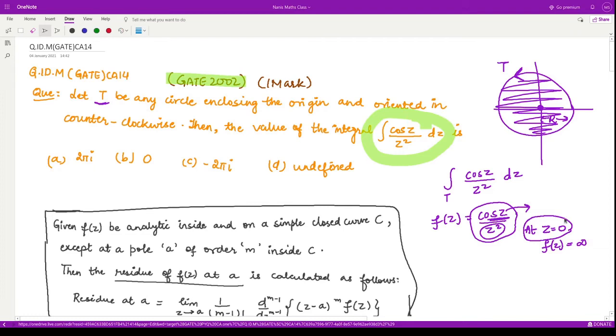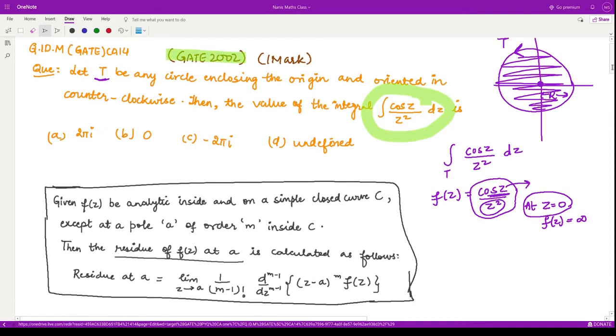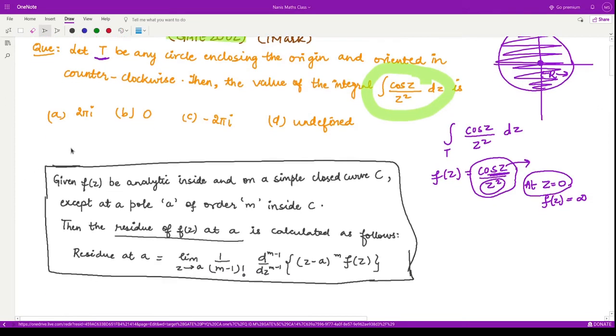So in order to tackle this problem, we use the residue theorem. The theorem says that if we have some function which is analytic inside and on a simple closed curve C, except at a pole A. Now we have at z equal to 0 a pole, and the order of that pole is 2, because z is appearing twice, z into z. So we have a pole A of order m inside C.